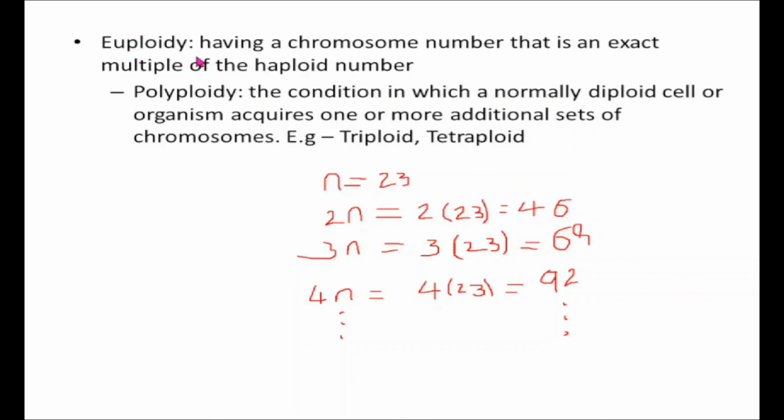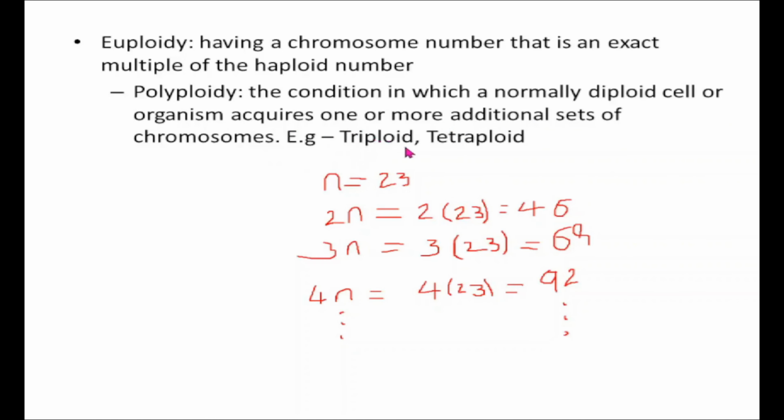One kind of chromosomal mutation is euploidy. Eu means true, having a chromosome number that is an exact multiple of the haploid number. One example of euploidy is polyploidy. Poly means many. That is the condition in which a normally diploid, di means two, ploidy refers to the chromosome, so diploid means having two sets of chromosomes, acquires one or more additional sets of chromosomes.